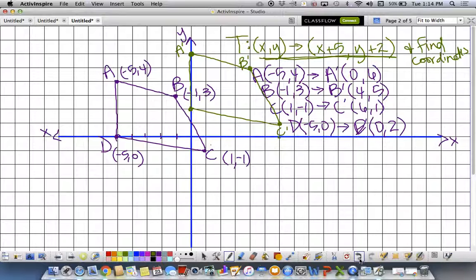At some point in time, you're going to be asked to write mapping notation. They're not even going to ask you for an image or a pre-image. They're only going to ask you for mapping notation. That's why I'm kind of making a big deal about it.